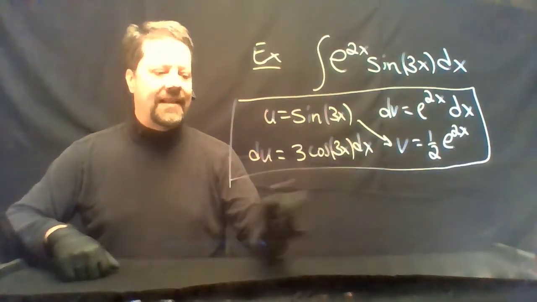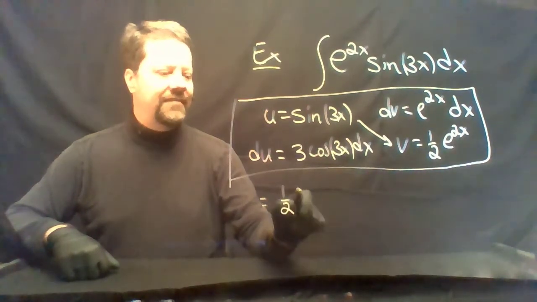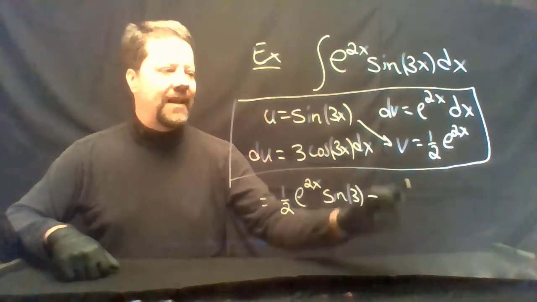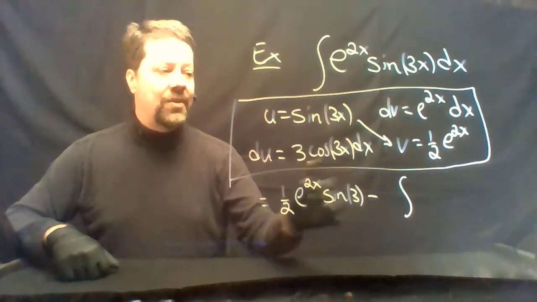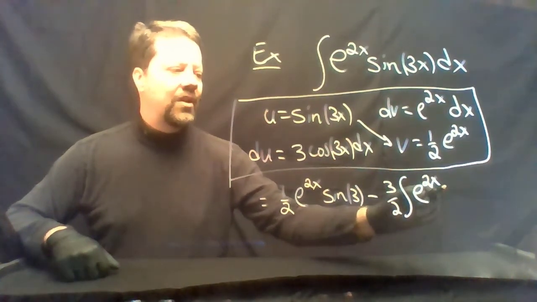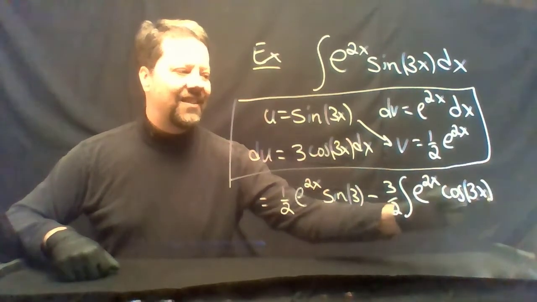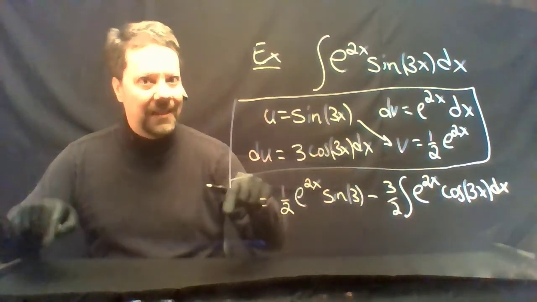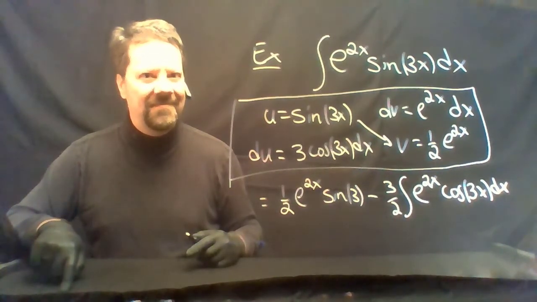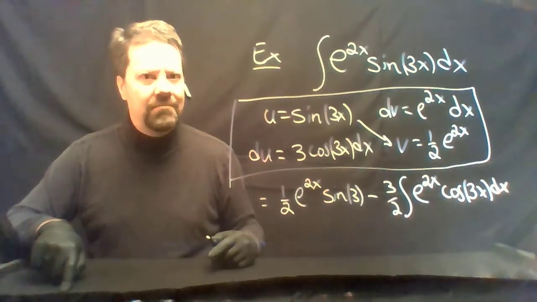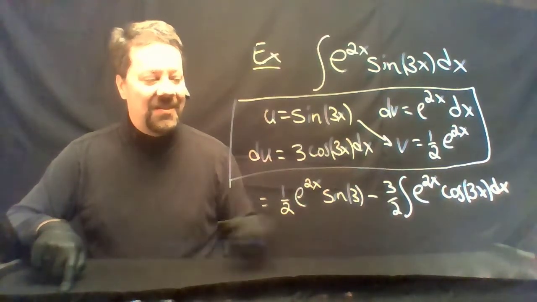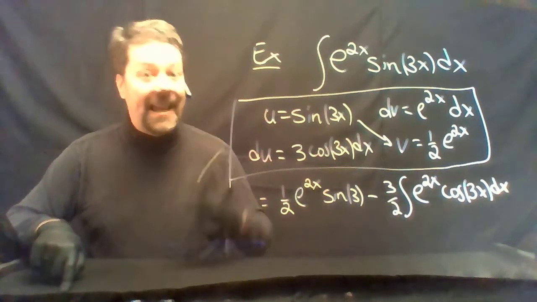We get uv, that's going to be 1/2 e to the 2x sine of 3x minus the integral of v du. The 3/2 comes out front. We have e to the 2x cosine of 3x. Dun, dun, dun. Are we any better off than we were a minute ago? If you answered, not really, you're probably right. But we integrate by parts again.